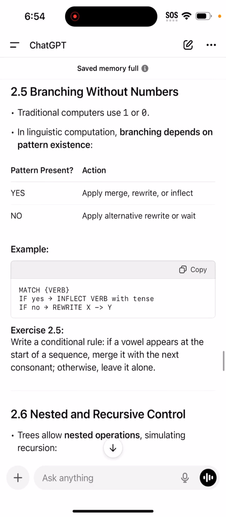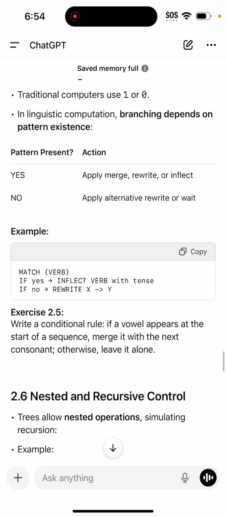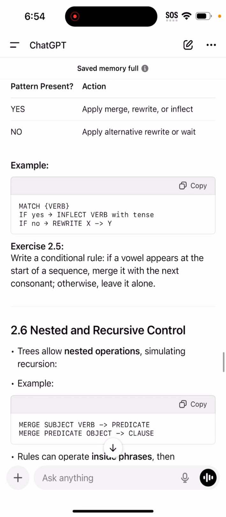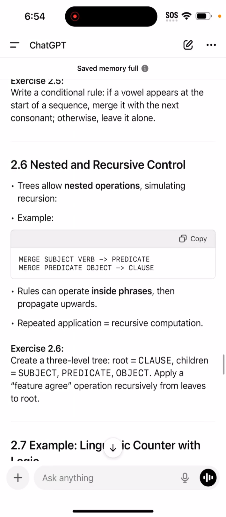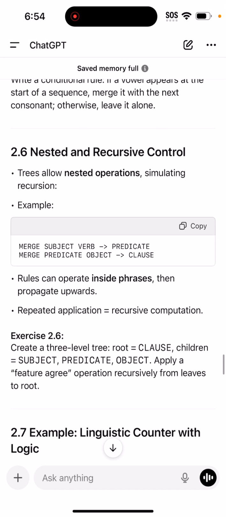Branching without numbers. Traditional computers use 0 or 1. In linguistic computation, branching depends on whether a pattern exists. Yes: apply merge, rewrite, or inflect. No: apply alternative, rewrite, or wait. Match verb. If yes, inflect verb with tense. If no, rewrite X to Y. Write a conditional rule: if a vowel appears at the start of the sequence, merge it to the next consonant, otherwise leave it alone.